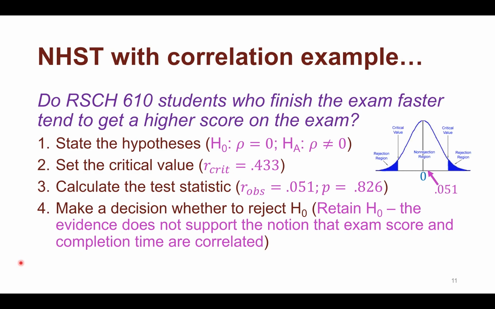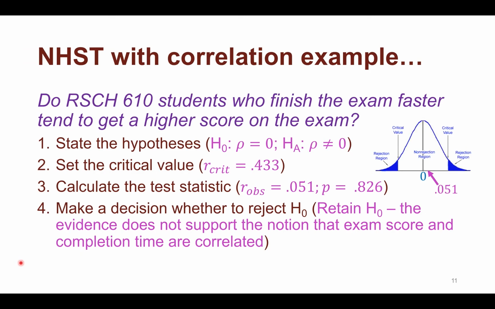I'm not making any prior assumption about whether that correlation is going to be positive or negative. It could be that students who complete the exam in less time do better on the exam. It could be that students who take more time to complete the exam do better. I'm not sure. Or it could obviously be the null hypothesis, which is that there's no relationship.